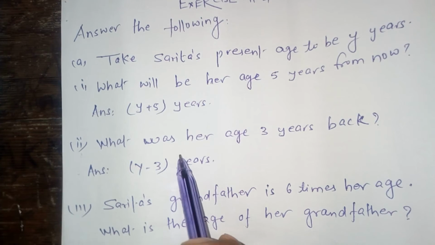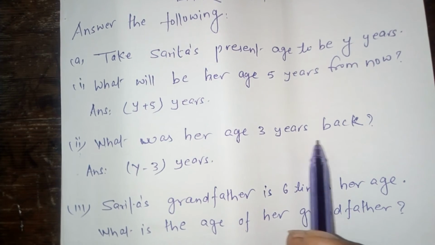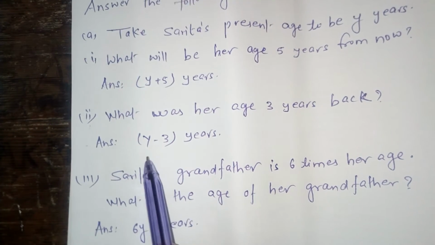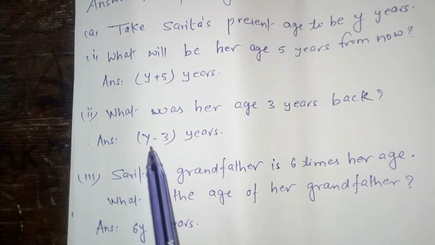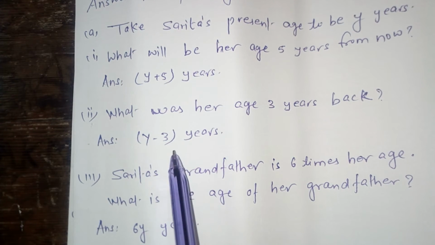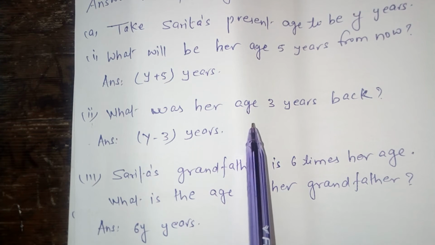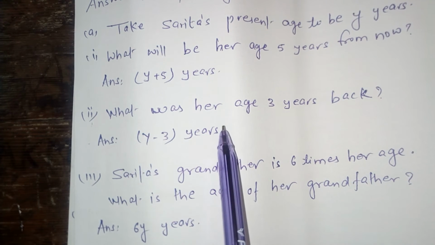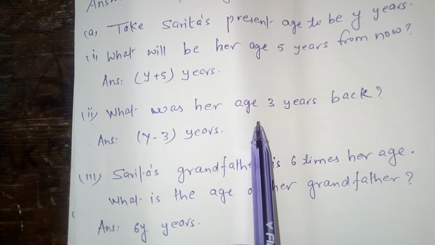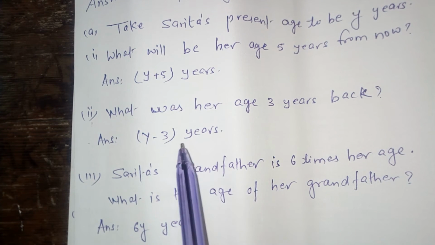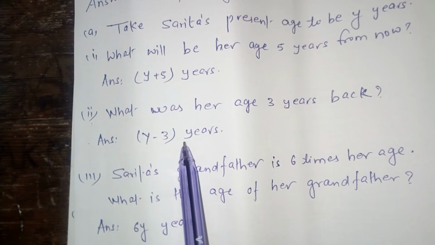What was her age 3 years back? The answer is y minus 3 years. The meaning is what was her age 3 years ago? Ago means we can apply the minus sign. Answer will be y minus 3 years.